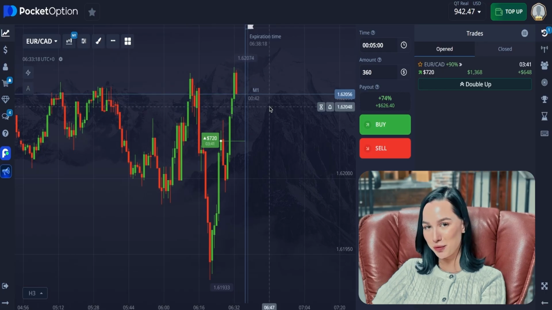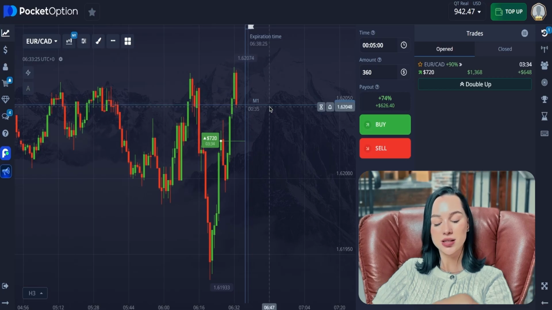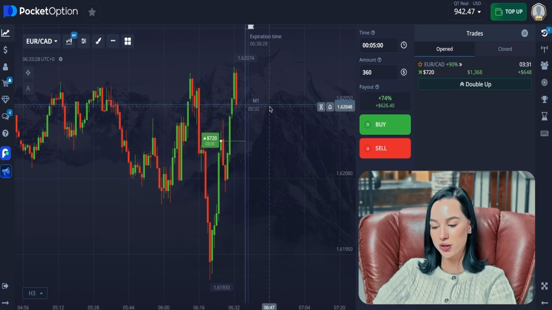But yeah, now guys, I'm not following the catch-up system, as you can see. And that's pretty bad because I opened this trade for $720. And if I will not close it, I will need to open a trade for all of the money on my balance. And that's it.